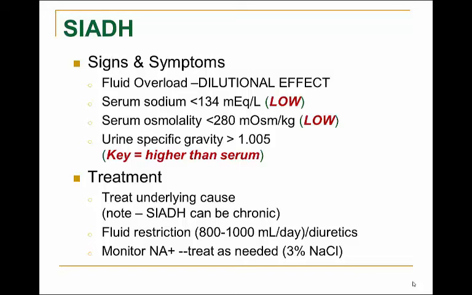So what do we do? We have to treat the underlying cause, but you have to keep in mind SIADH can unfortunately be chronic, and so we may manage the patient otherwise. A couple of ways we can treat is with a fluid restriction, and that would be 800 to 1,000 milliliters a day. We may also give diuretics in this instance, just to offload some of that fluid. We're definitely going to monitor that sodium and treat as needed. We're going to talk about 3% sodium chloride in the next content area, so we'll swing back to SIADH, and I want you to remember that we use 3% in SIADH when we talk about that.